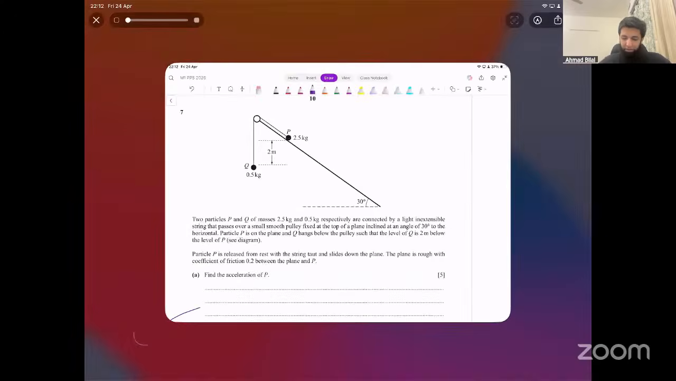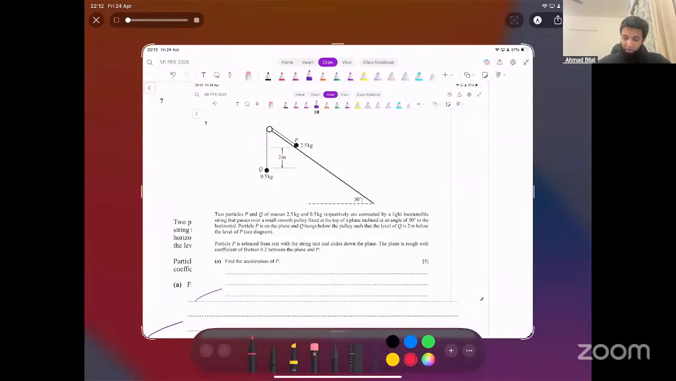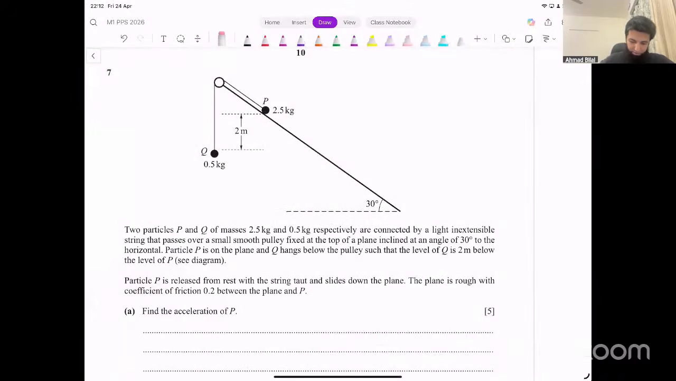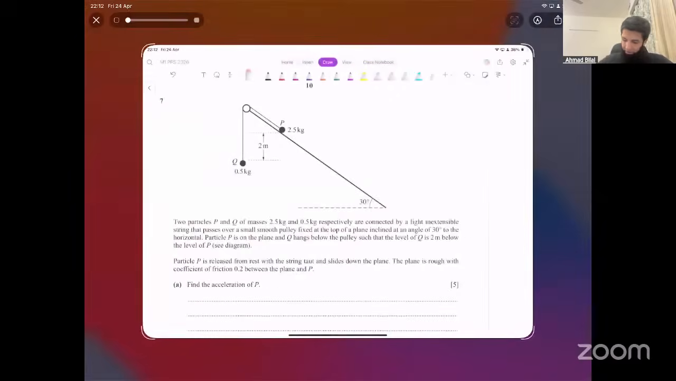Let me copy that diagram. It's a common question that is coming repeatedly in recent papers actually. So it's a good idea to discuss it as well.